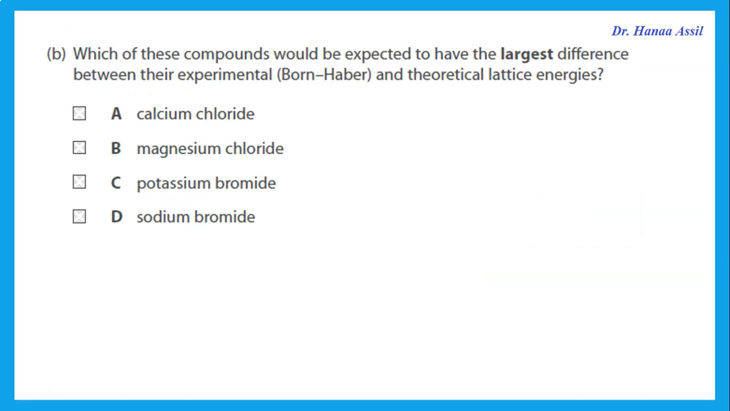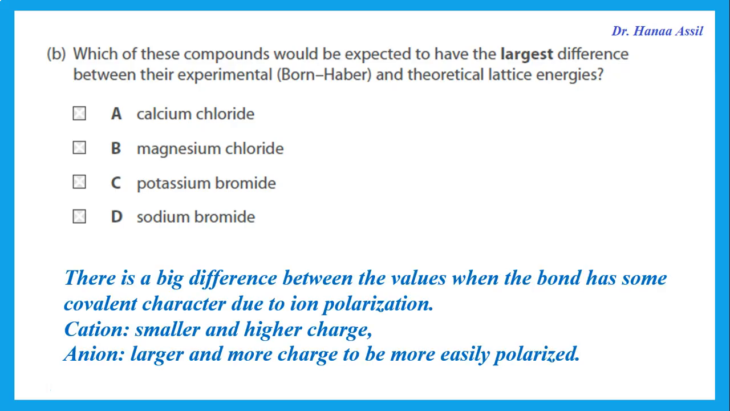Which of these compounds would be expected to have the largest difference between the experimental value of lattice energy, which we usually get from the Born-Haber cycle, and the theoretical lattice energies? Well, the one that has the largest difference would be the one that has more covalent character. And that means more ion polarization. So the question is, which of these would be likely to have more ion polarization? Now, how do we get ion polarization?